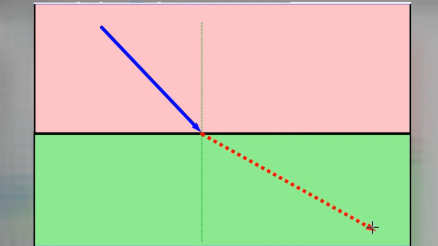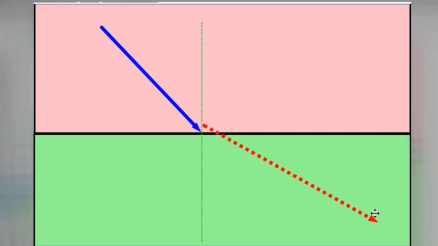What we know is that the amount that it bends is determined by the comparison of the two indices of refraction. If it goes into a less dense material, it tends to move more this way, away from the normal line. And if it goes into a more dense material, it goes towards the normal line. So if it speeds up, it goes this way. If it slows down, it goes this way. Otherwise, it would just go straight if it had the same index of refraction.